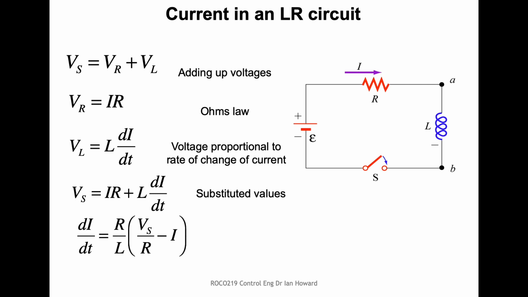The next thing we can do is rearrange it in terms of di/dt, because this is the highest differential term. We put that on the left. What we're going to then do is divide through by L again, and we end up with the relation di/dt = R/L multiplied by (Vs/R − i). And again, that's also a first order differential equation.